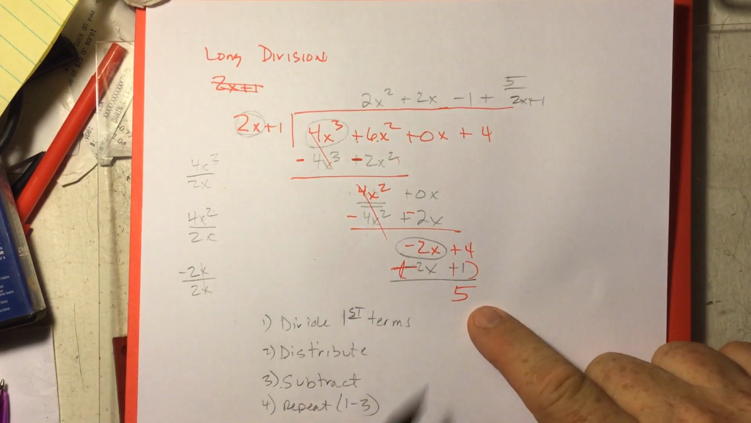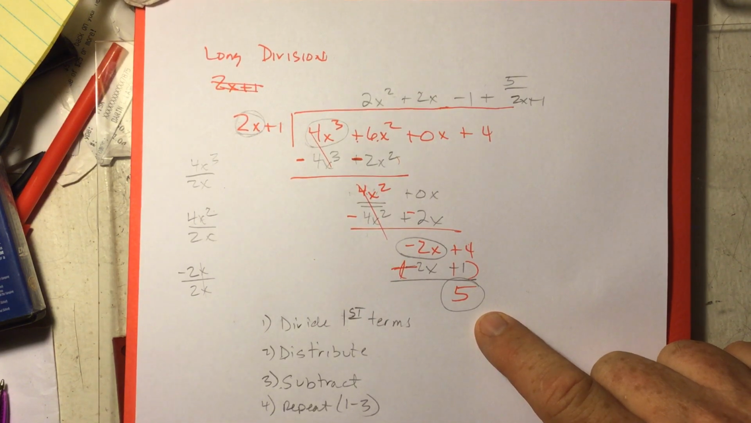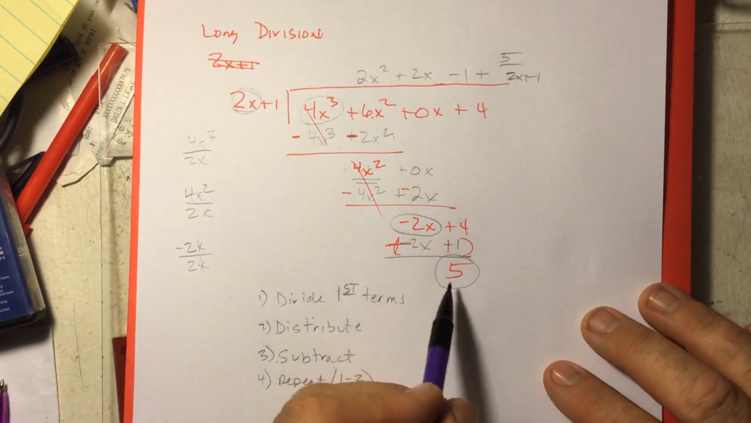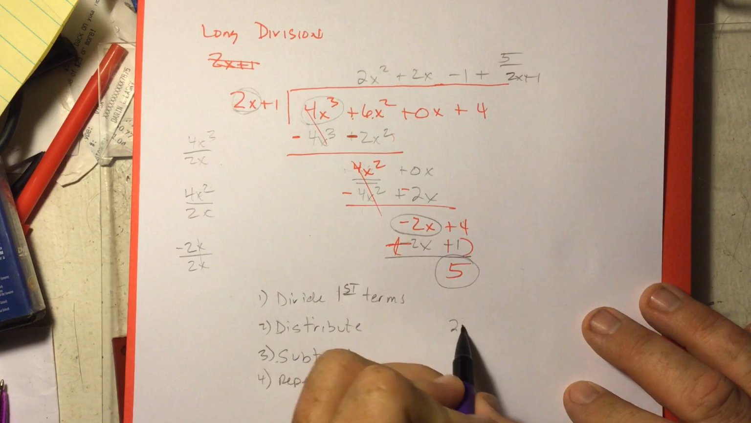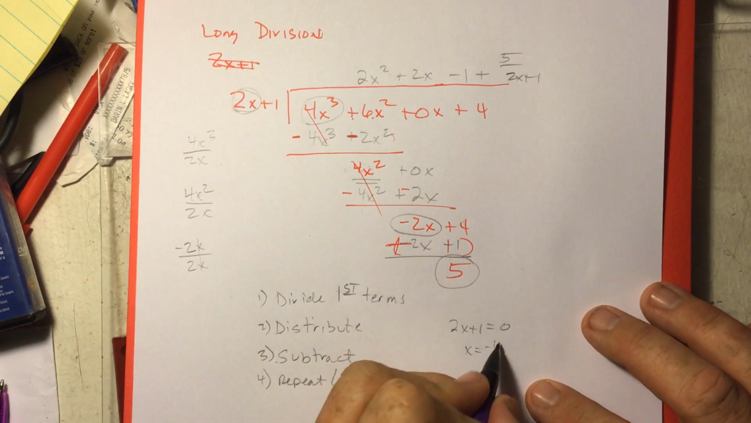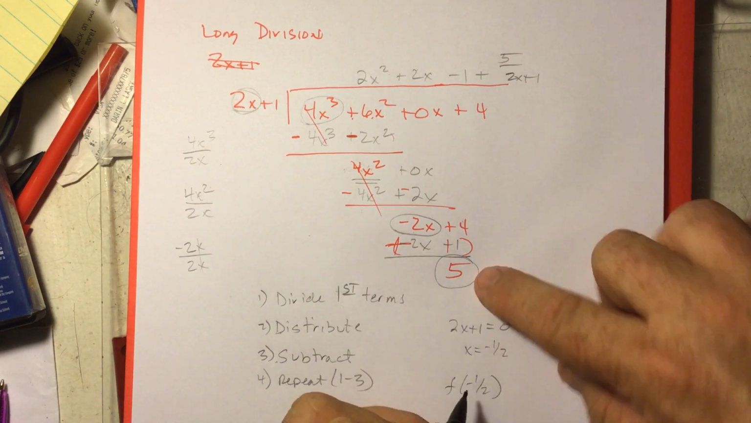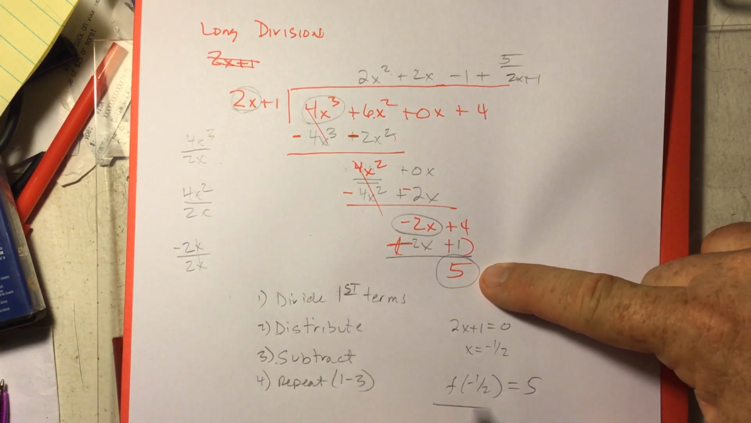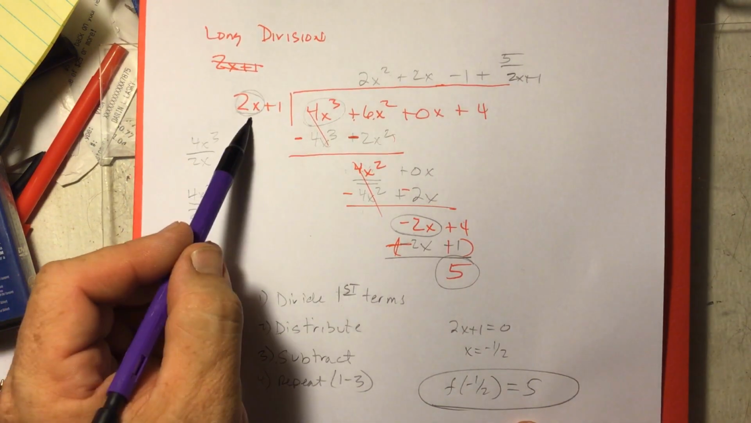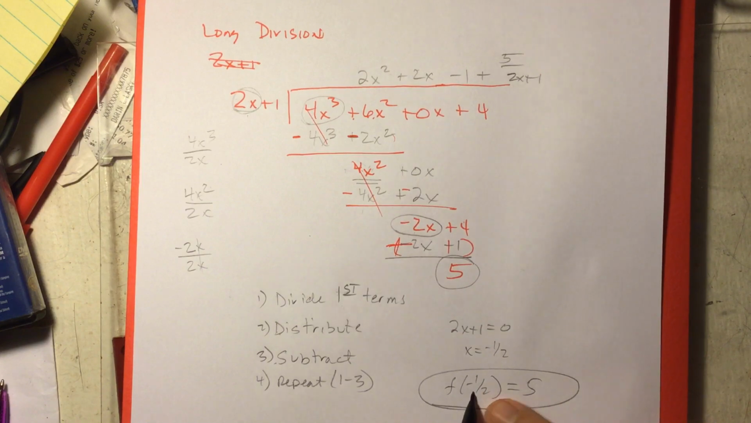Don't forget, we can write this in function form, in function notation. So if I set 2x plus 1 equal to 0, x equals negative 1/2. If I plug in negative 1/2, I get out my remainder. So this is not a factor because it's not a remainder of 0. It's a point on the line at negative 1/2 and 5.